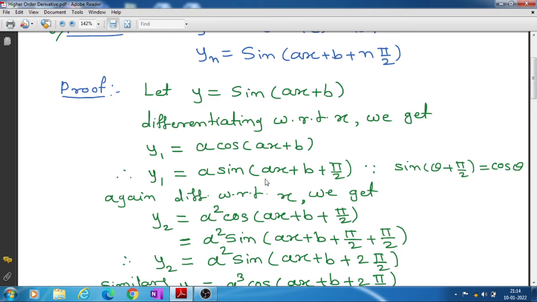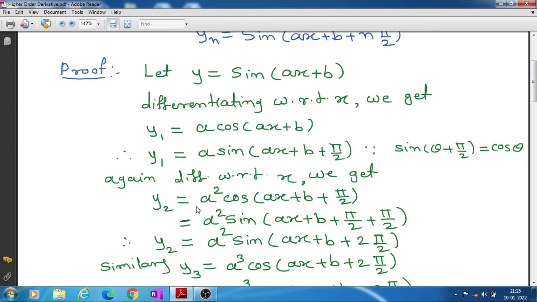Now we use this formula in trigonometry, that sin(θ + π/2) = cos θ, or cos θ = sin(θ + π/2). So here, instead of cos, if we write sin, then we have to write it as sin(ax + b + π/2). Therefore we get the first derivative as a sin(ax + b + π/2).